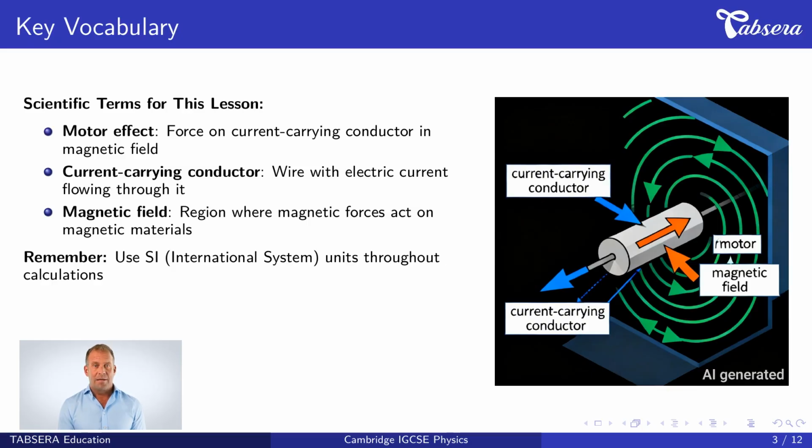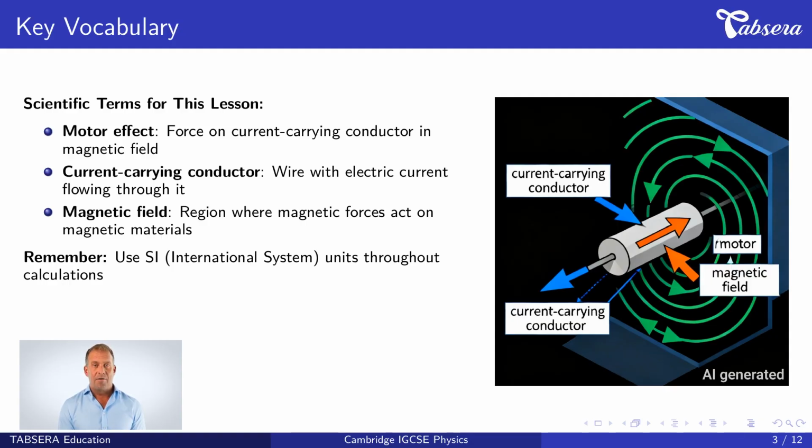Now let's define our key vocabulary. Each term is essential for understanding this lesson. First, motor effect, which means the force experienced by a current-carrying conductor when placed in a magnetic field. This is the fundamental principle behind electric motors.